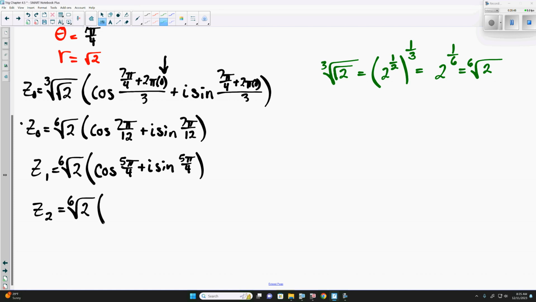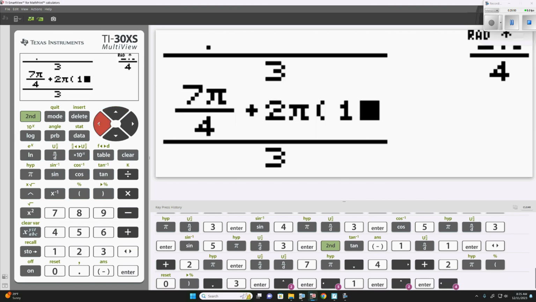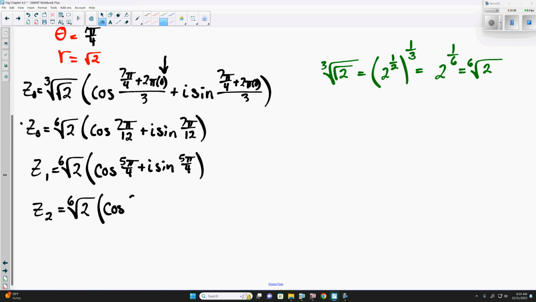And do the same thing with our last one, except instead of having 1, we will have 2, giving 23 pi over 12. And these 3 here are our 3 roots. Now the last thing we can do is just plug these in and see what we get. 6th root of 2, cosine of 7 pi over 12.